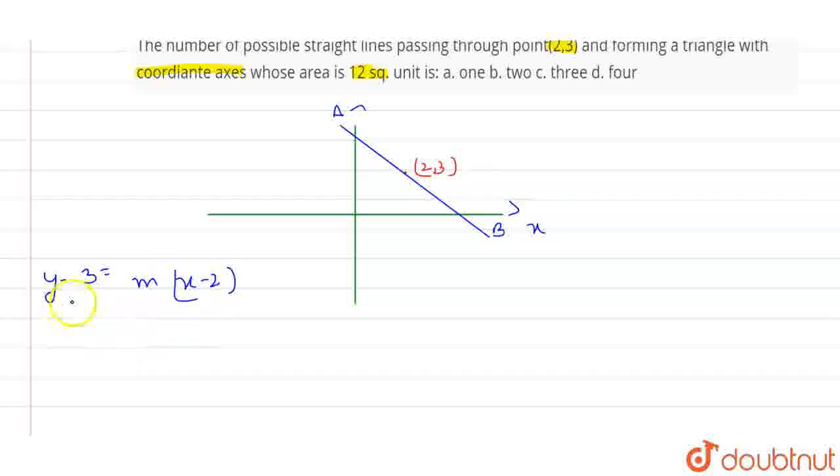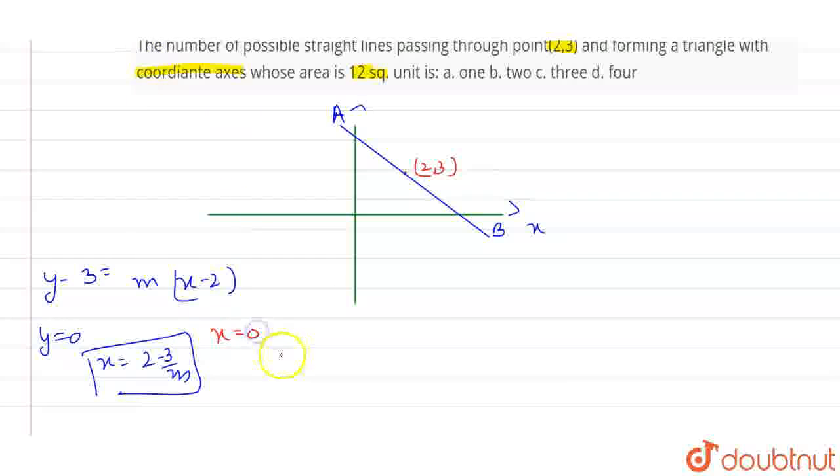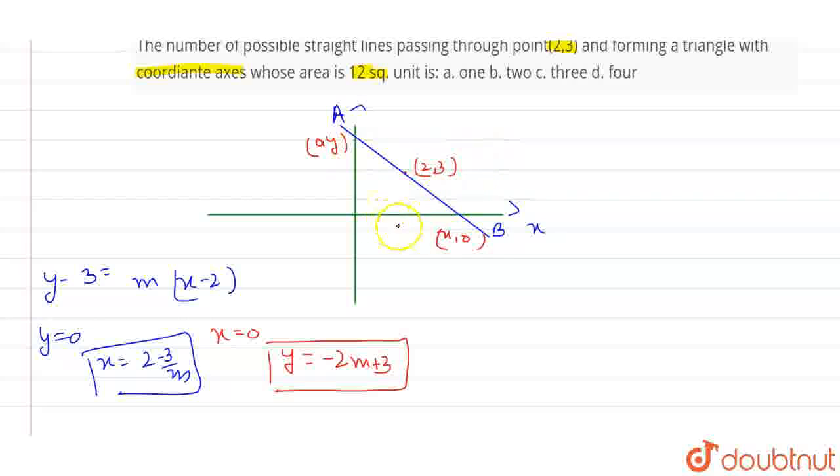From this, if I put the value of y as 0 for the point a, we get the value of x as 2 minus 3 by m. And if I put x as 0, the value of y comes out as minus 2m plus 3. So these two coordinates are (2 minus 3 by m, 0) and (0, y).